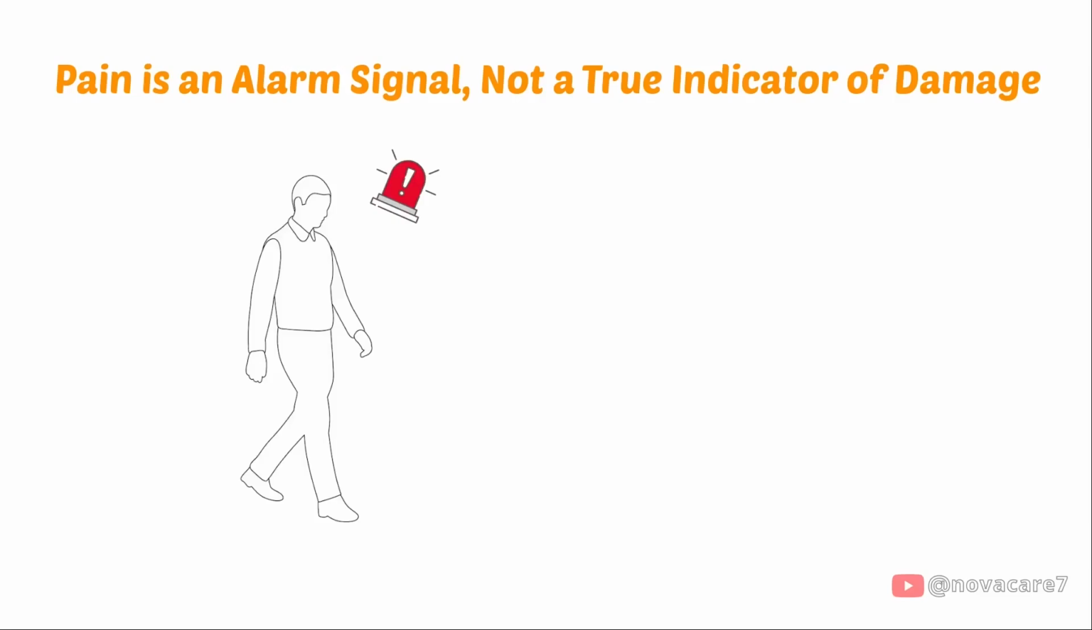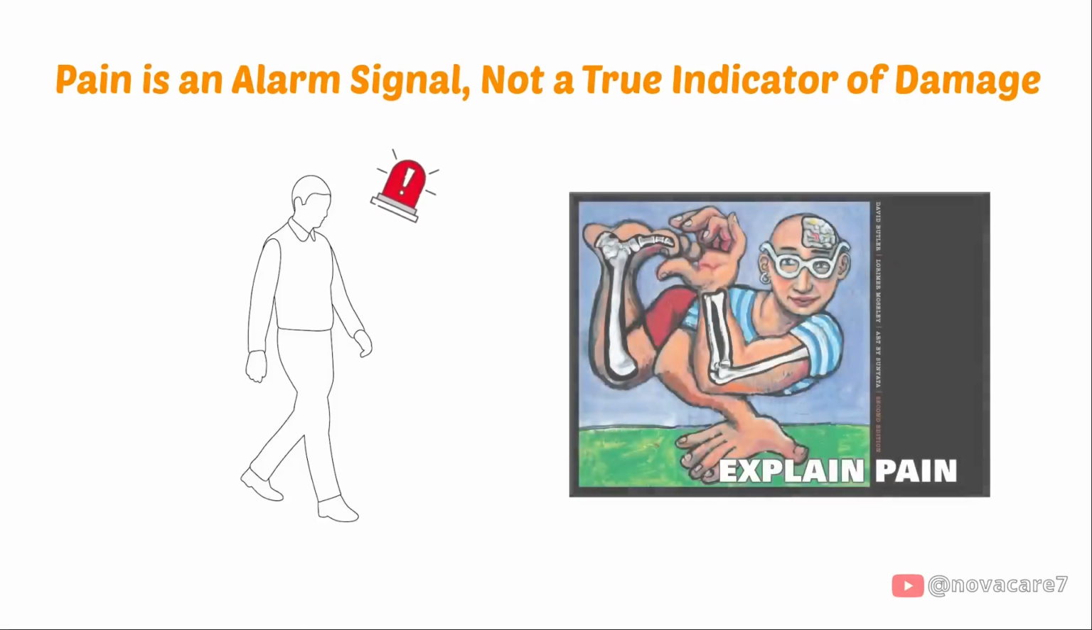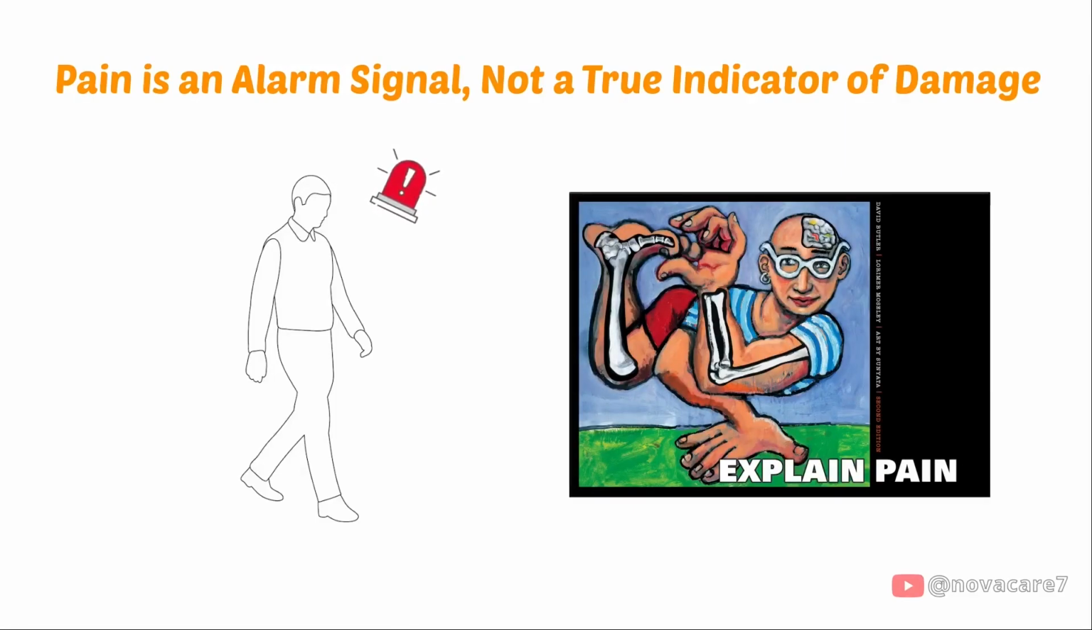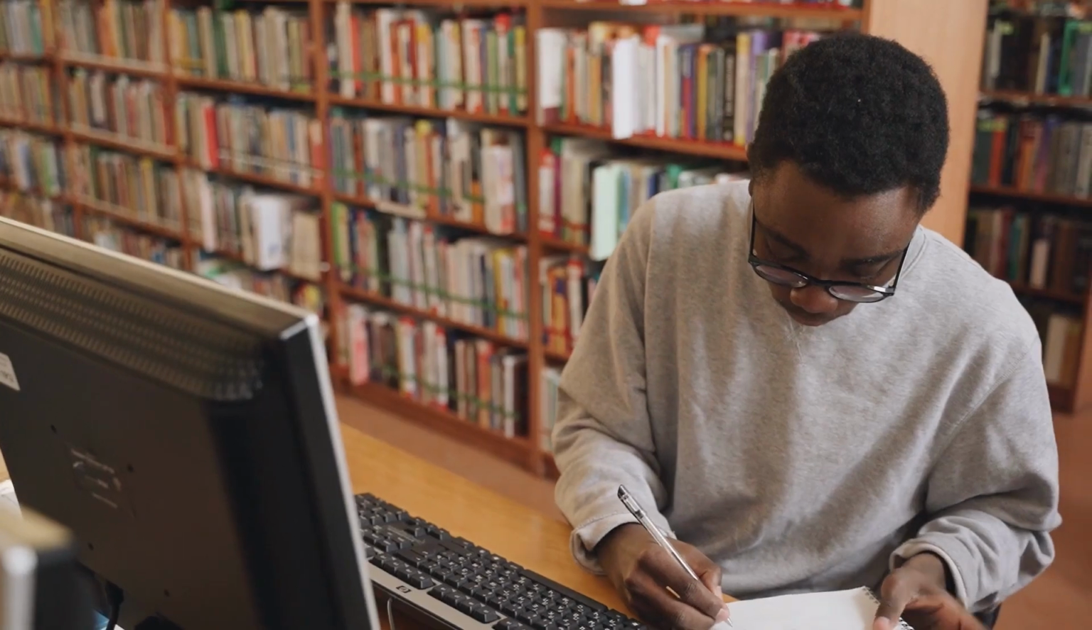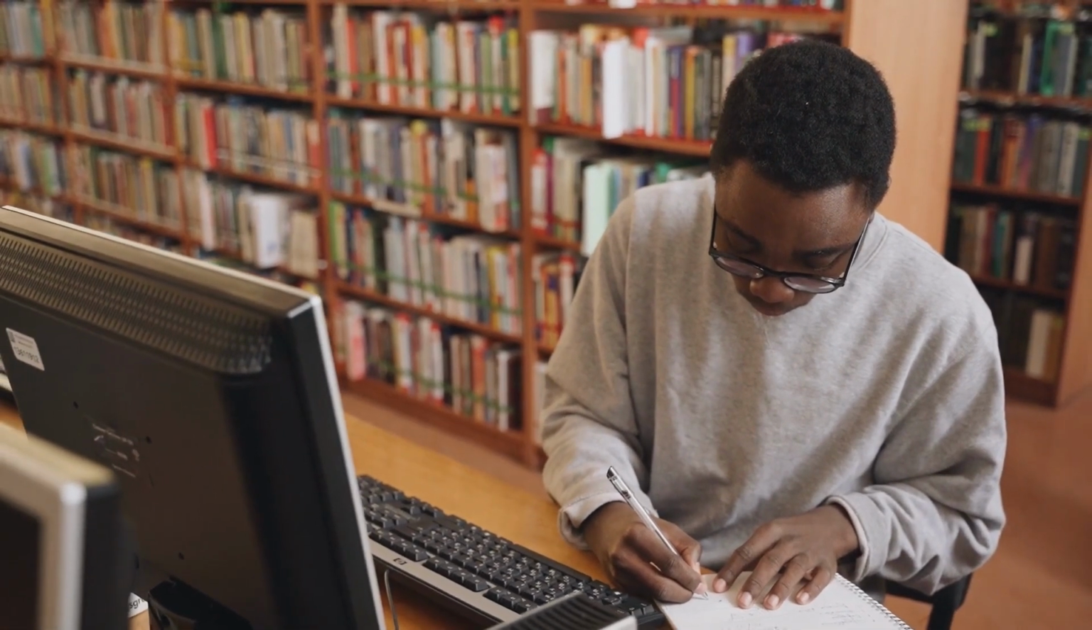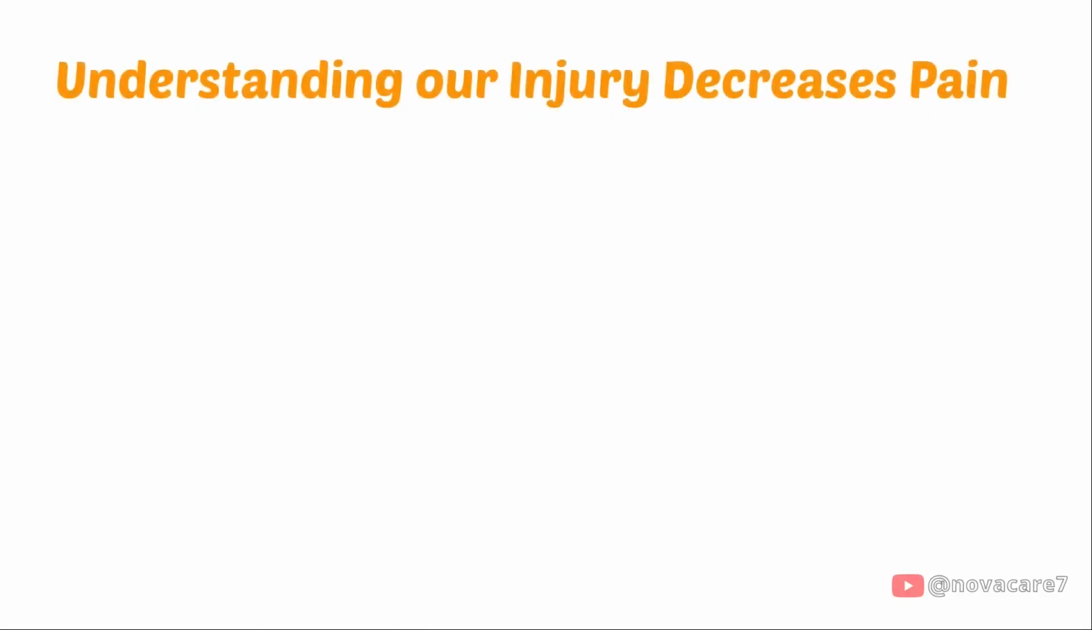Functional improvement means that we can walk longer distances or perform activities that were painful before. I recommend reading the book Explain Pain by Dr. David Butler and Dr. Lorimer Mosley if you want to know more about this fascinating topic. Sounds crazy, but recent pain research shows that understanding how our condition works and seeing pain as a normal and non-harmful part of the injury process actually decreases the pain we experience.